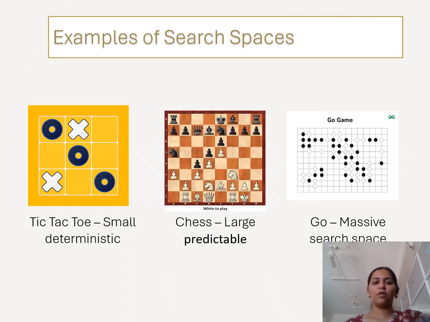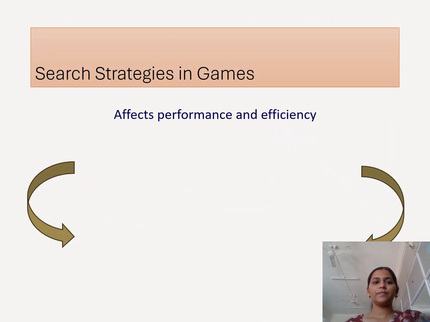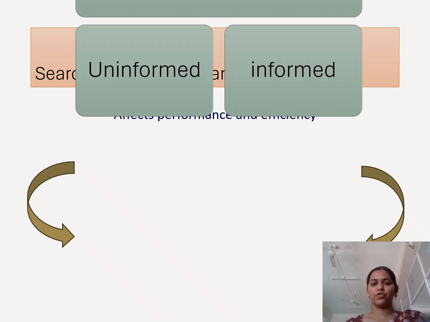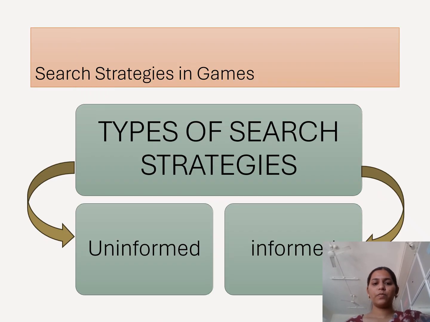These are examples of search space: tic-tac-toe, small and deterministic; chess, large and predictable; Go, massive search space. Search strategies in game playing algorithms affect performance and efficiency. Types of search strategies: here are the main two types, uninformed and informed.